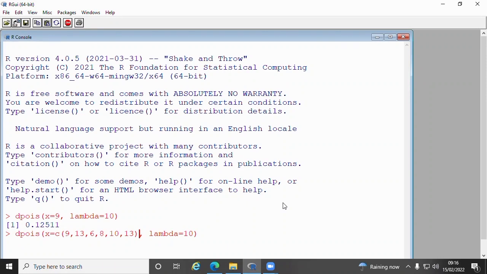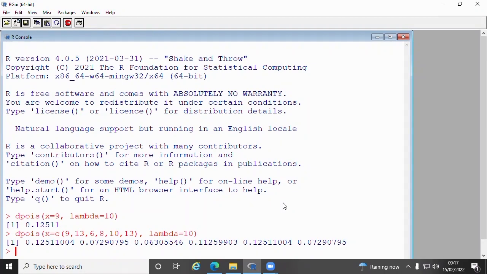So for this function, we input a vector into S, then this function will calculate a vector of probabilities for x equal to 9, for x equal to 13, for x equal to 6, and so on. So you can see the output is a list of numbers. This is the probability for x equal to 9. This is the probability for x equal to 13. Probability for x equal to 6. Probability for x equal to 8, and so on.